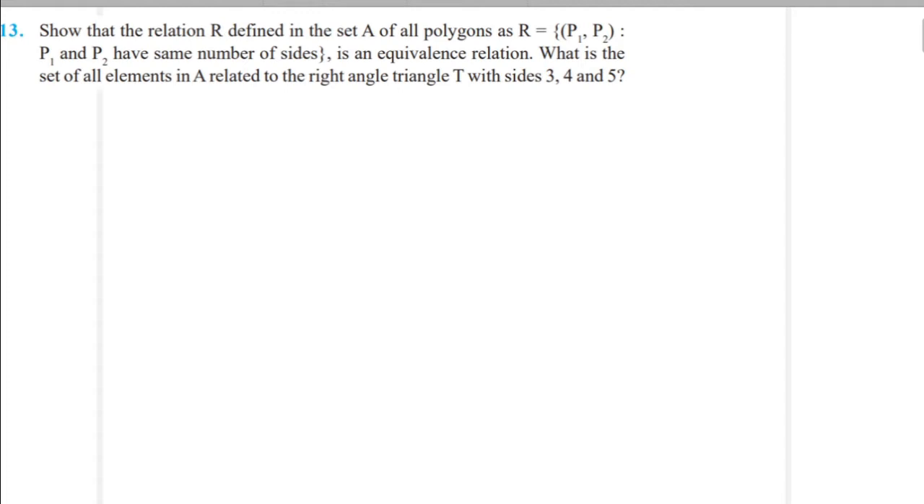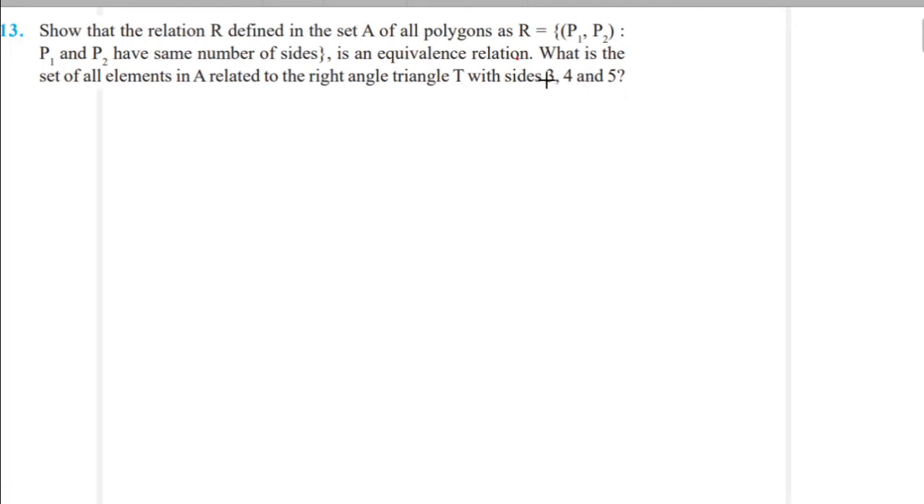Okay, let us start the next question. This is question 13. Show that the relation R defined on the set A of all polygons as R equals the set of all ordered pairs (P1, P2) such that P1 and P2 have the same number of sides is an equivalence relation. The next part is: what is the set of all elements in A related to the right angle triangle T with sides 3, 4 and 5?